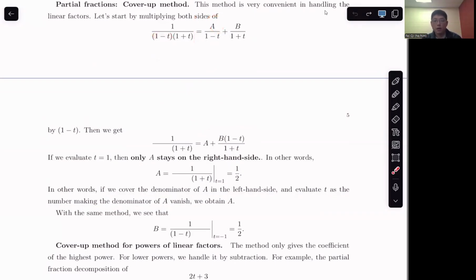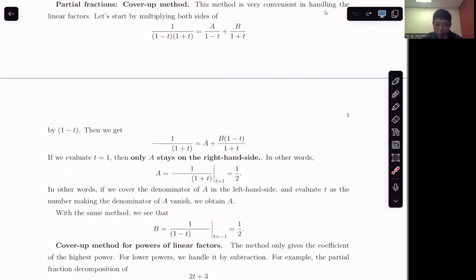Okay, so to obtain B, same story. We cover the denominator 1 plus t, and then we evaluate at t equals -1, because t equals -1 makes 1 plus t zero. That way, B is simply 1 over 1 minus t with 1 plus t covered, evaluated at t equals -1. So the answer will be 1/2. All right, so this is the cover-up method applied to simple linear factors.